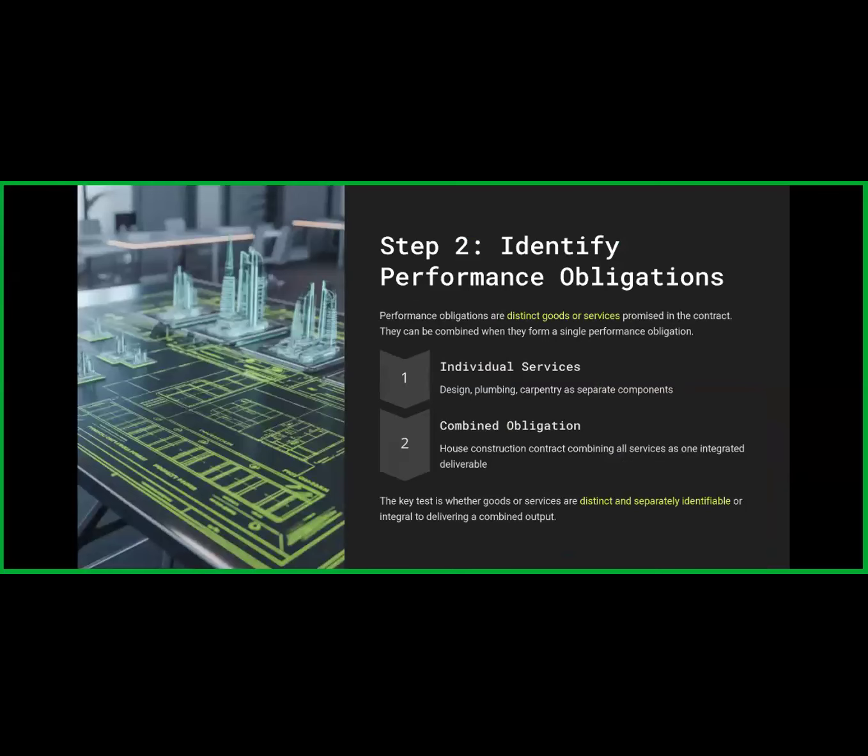Now the next step is to identify the performance obligations. What performance does the customer want from the company, and what performance does the company want from the customer? All these performance expectations from both sides are clearly mentioned in the contract, so these are the performance obligations. Performance obligations are the distinct goods and services promised in contracts. They are combined when they form a single performance obligation.